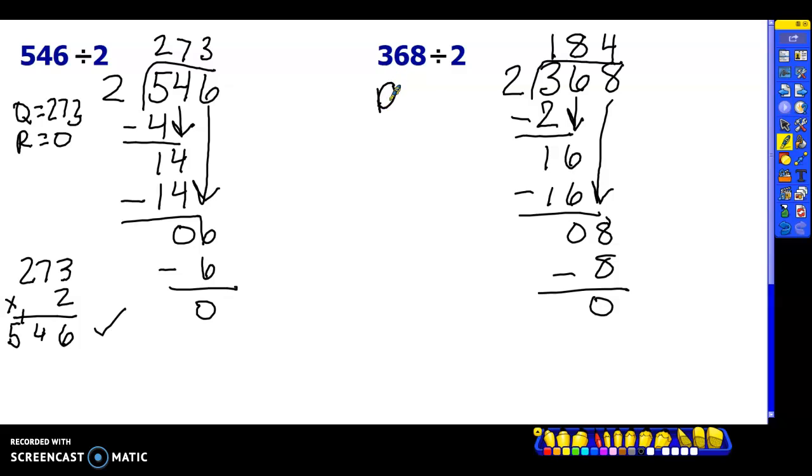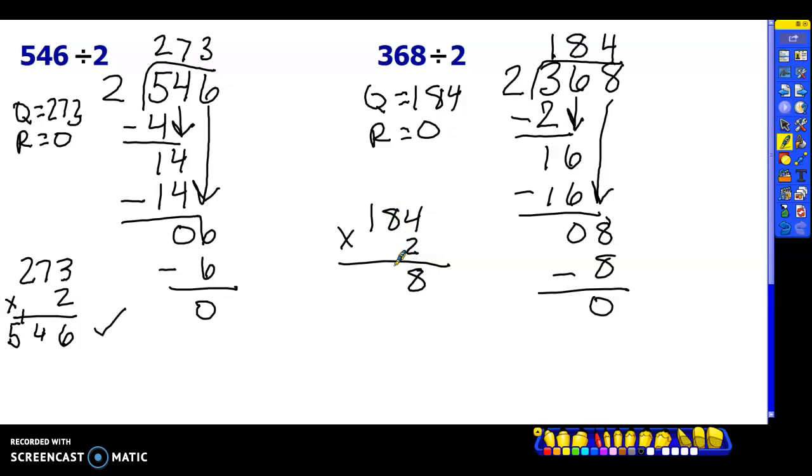So my Q, that's messy. My Q is 184, and my remainder is 0. Check my work. Multiplied by 2. 2 times 4 is 8. 8 times 2 is 16. Rename. 2 plus 1 is 368. Check. Okay dokie. So there's our little warm-up.